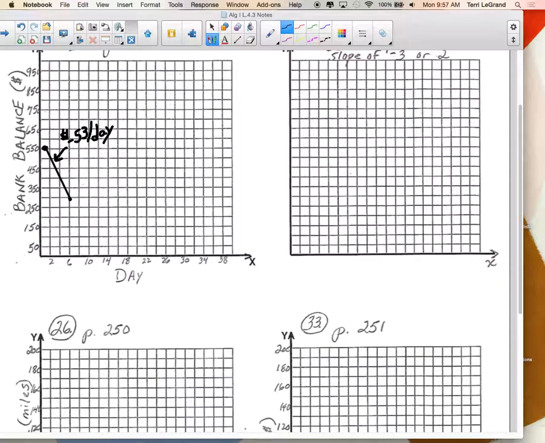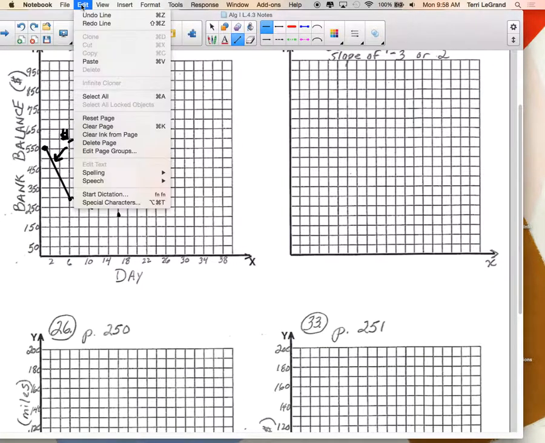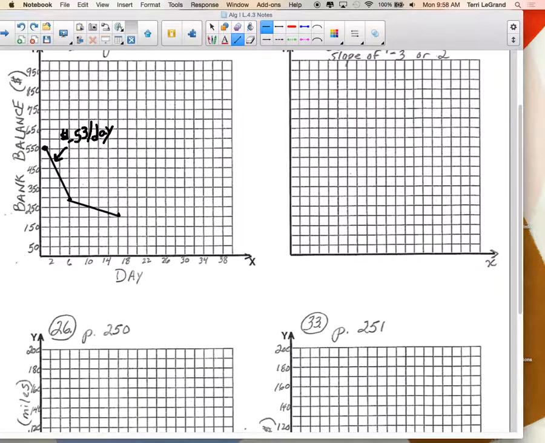Okay, let's plot the next point, which is 16, 210. So we'll go to 16 and up to just barely above 200 and plot a point. And now you'll use your straight edge and connect from day 6 to day 16. And label the rate of change for that interval. How much was it for this interval?